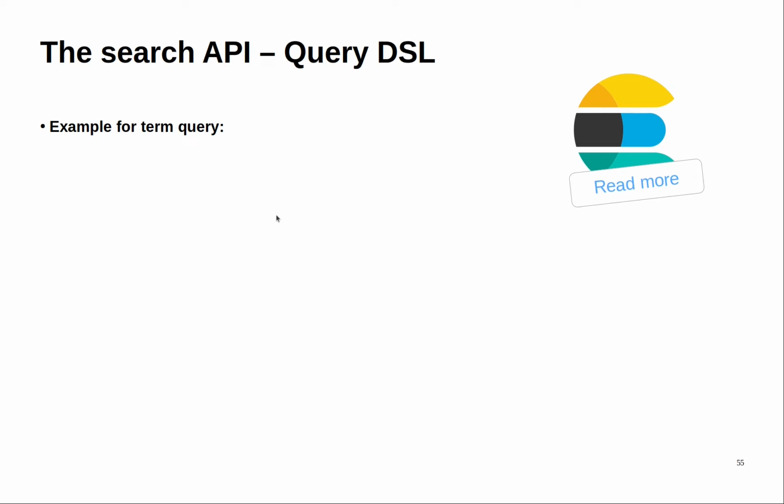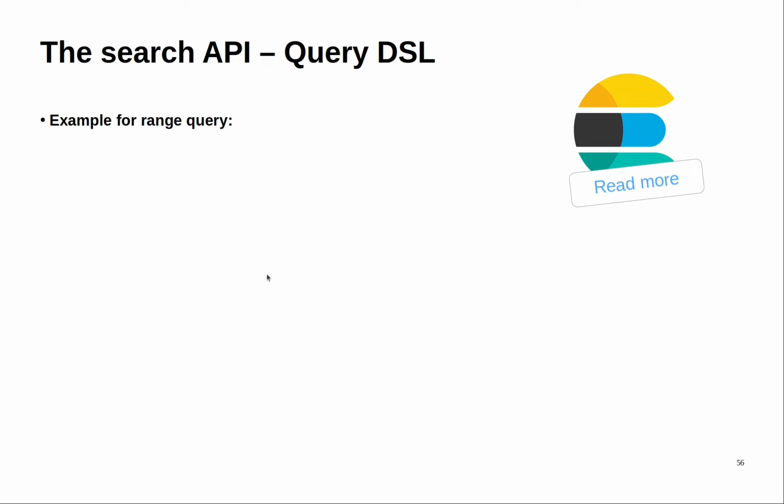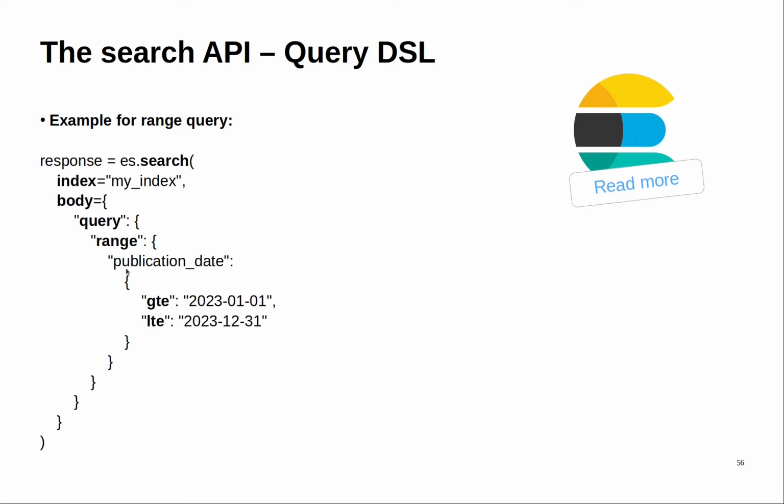For term, it's the same thing. You just swap match with term, but this time make sure that, for example, product ID is mapped as a keyword data type. And here, for example, we will return any document that has this string. Finally, the range query is a little bit complex. I mean, it's not complex, but you just need to add more things. So here you see you used range, you specify the field, and here you have greater than or equal and less than or equal. To find these values, you just need to go to the documentation. There you will find what the range query expects.